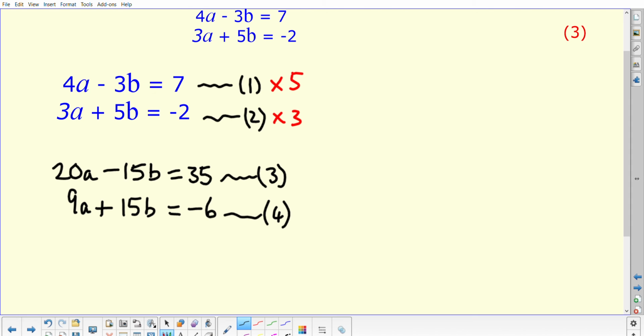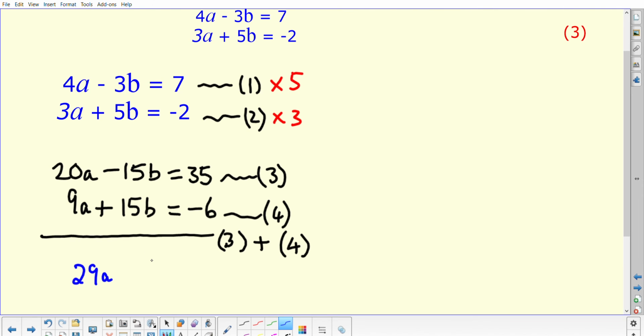Now notice that the numbers in front of the b term are now the same, so that does mean I can eliminate, and because these are plus and minus signs, I'm going to be able to add. So I'm writing in here at the side what I'm doing, so I'm adding equation 3 plus equation 4. So you add your a terms, that's going to give you 29a, and they cancel out, and we get 35 add negative 6, and that is of course 29. So we end up with dividing by 29 would give you a would be equal to 1.